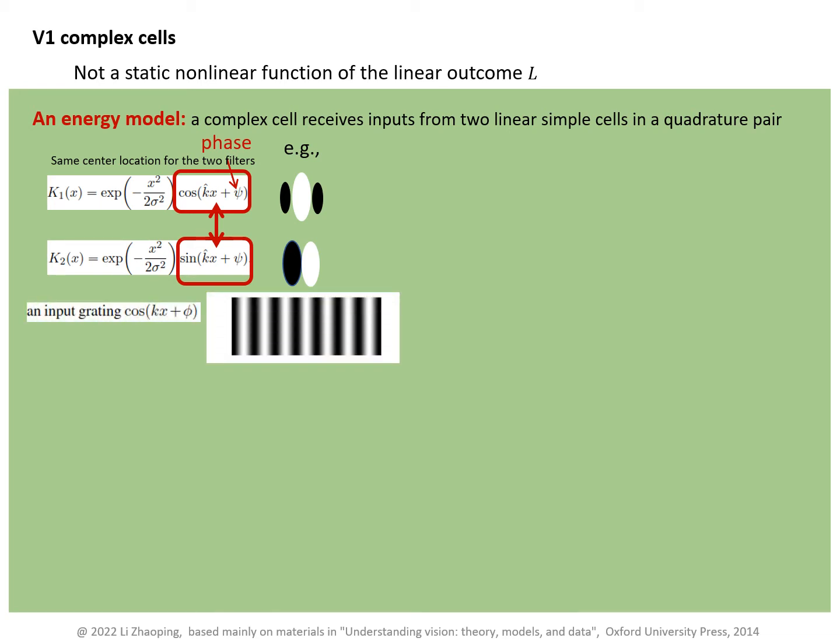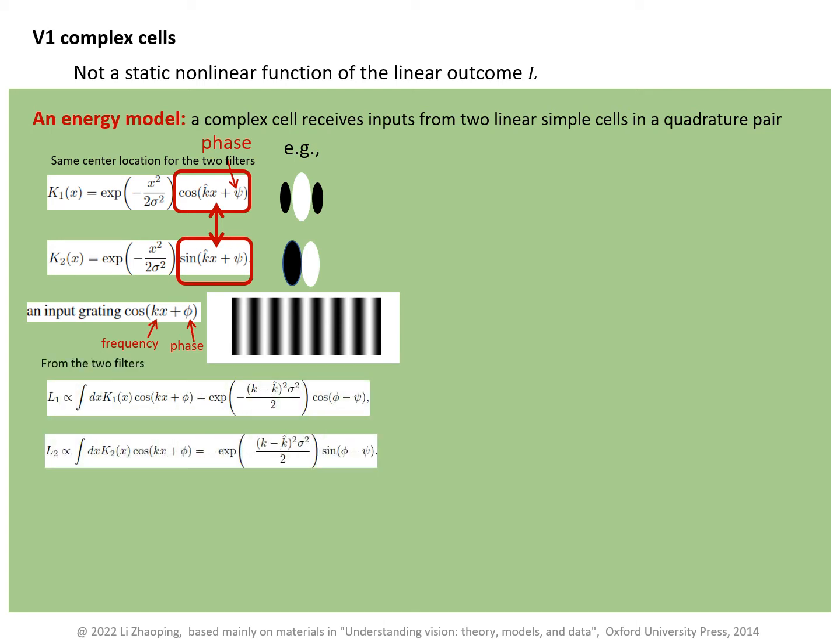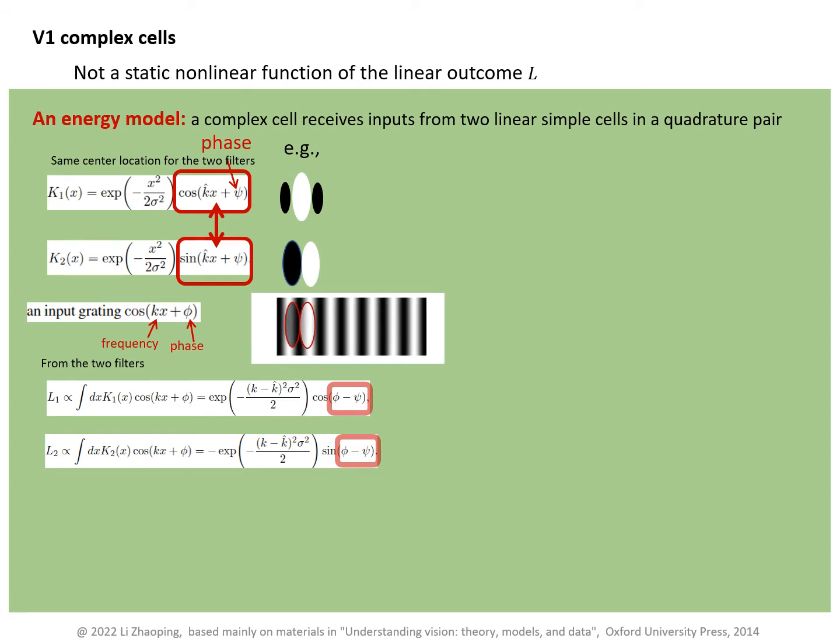If we are given a visual input grating with frequency k and phase phi, these are the linear filter outcomes L1 and L2. Each one is sensitive to this phase difference. This means these L1 and L2 depend on how the on and off regions of the filters match the peaks and troughs of the input grating. For example, this would be a good match with this off region to a black grating stripe and its on region to a white grating stripe to give a high response, but this would be a poor match.